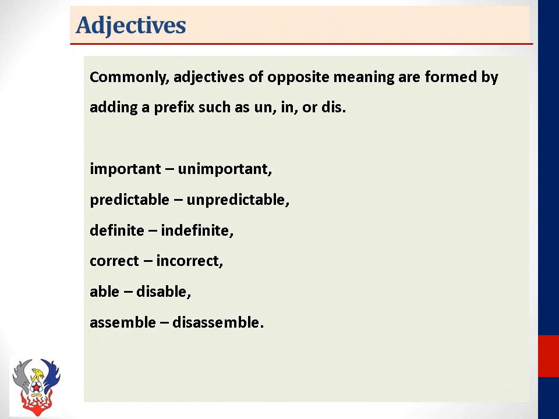Commonly, adjectives of opposite meaning are formed by adding a prefix such as un, in, or dis. Important, unimportant. Predictable, unpredictable. Definite, indefinite. Correct, incorrect. Able, disable. Assemble, disassemble.